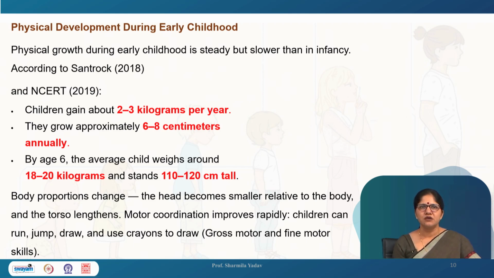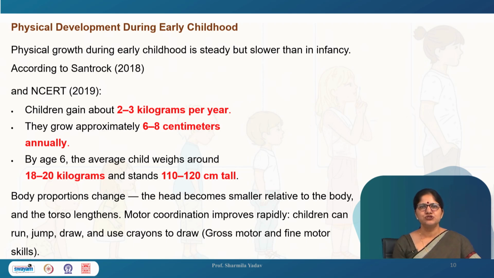According to Centrock and NCRT, children gain about 2 to 3 kilograms per year. They grow approximately 6 to 8 centimeters annually. By age 6, the average child weighs around 18 to 20 kilograms and stands 110 to 120 centimeters tall.